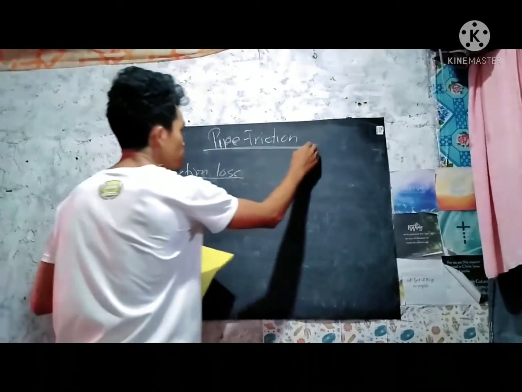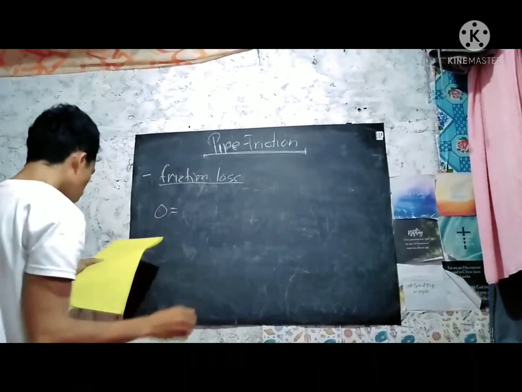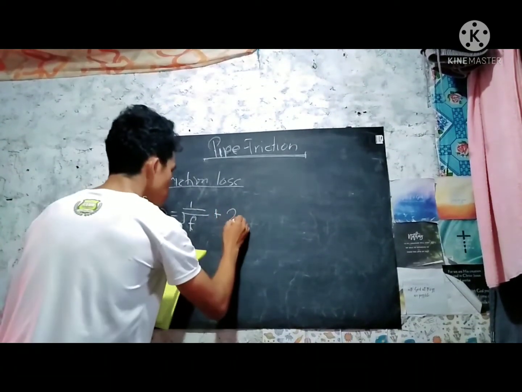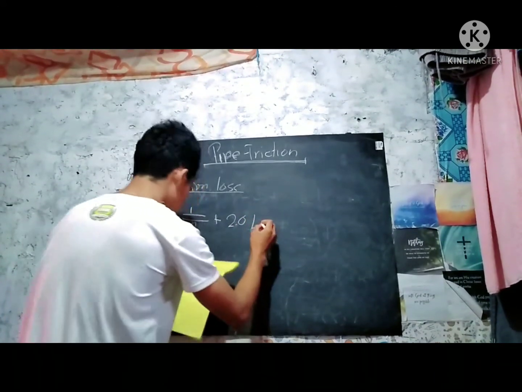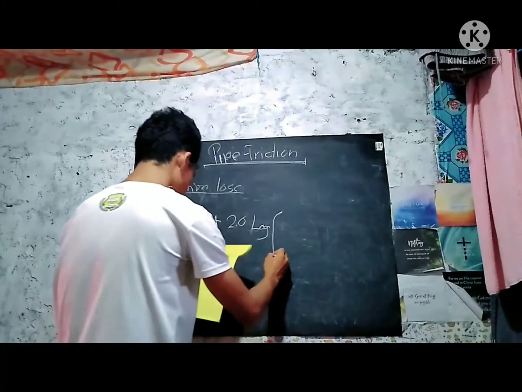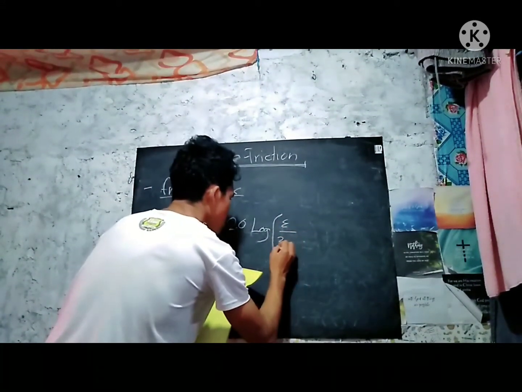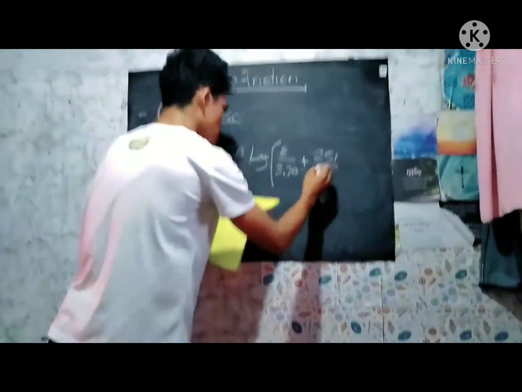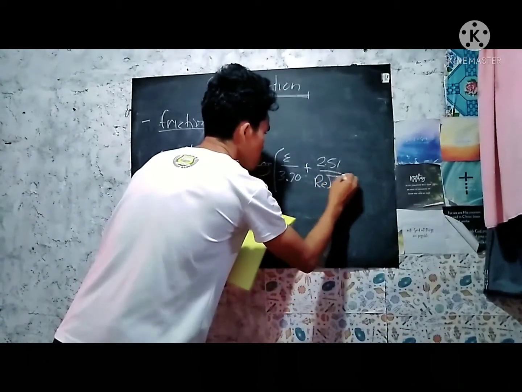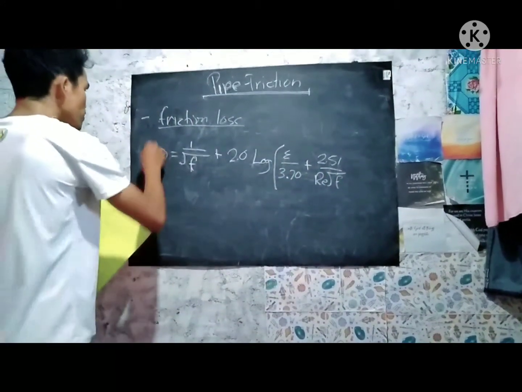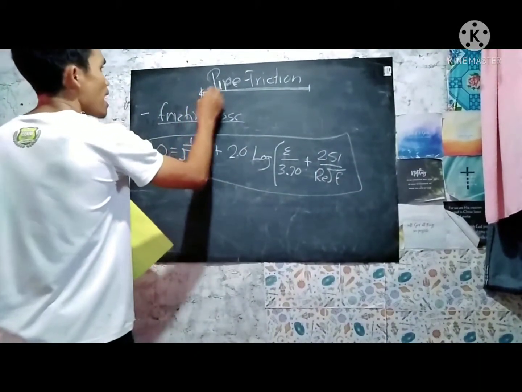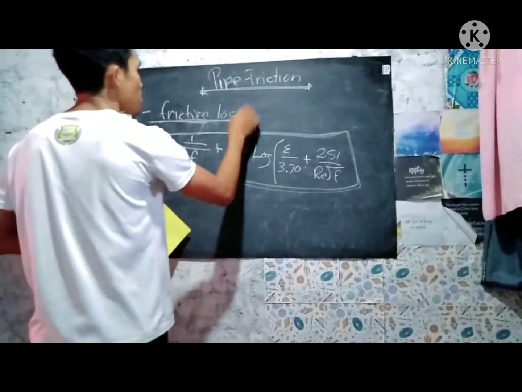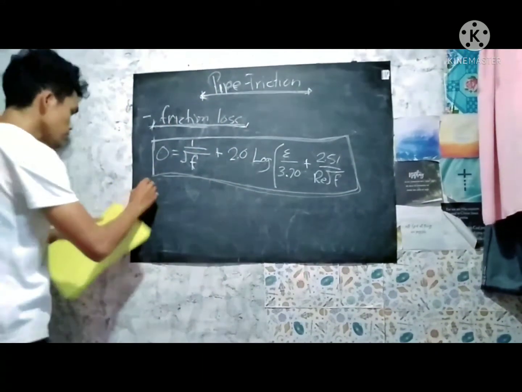The equation of pipe friction is 0 = 1 over square root of f + 2.0 log(e over 3.70 + 2.51 over Re square root of f). So with this equation, we're going to solve the pipe friction. This equation is what we use in all of this topic.